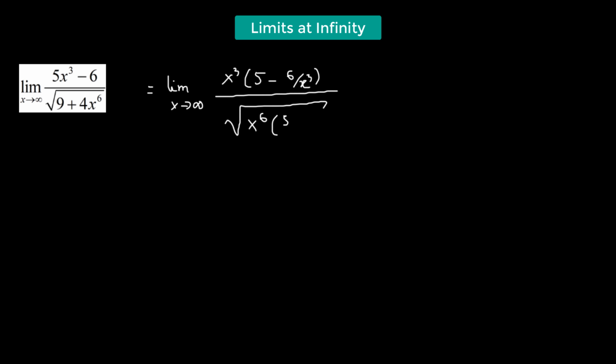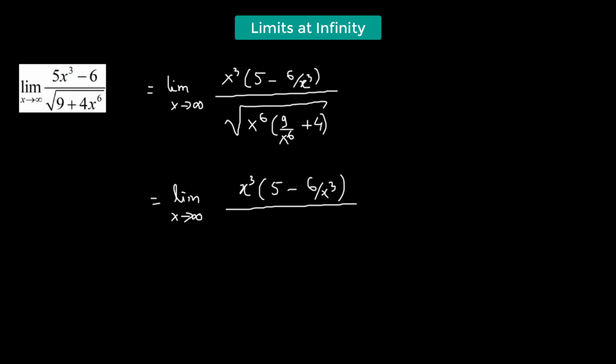That leaves us with 9 over x raised to the power of 6 plus 4, which is equal to limit x approaching infinity, we have x cubed multiplied to 5 minus 6 over x cubed divided by, so the x raised to the power of 6 is a perfect square, so we can take it out of the square root, and that will leave us with x cubed multiplied by square root of 4 plus 9 over x raised to the power of 6.